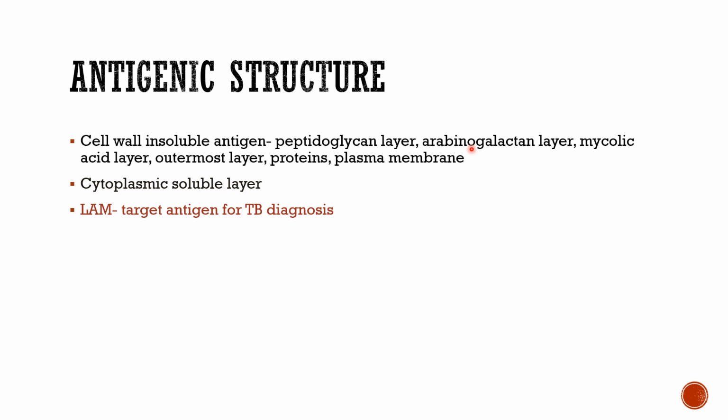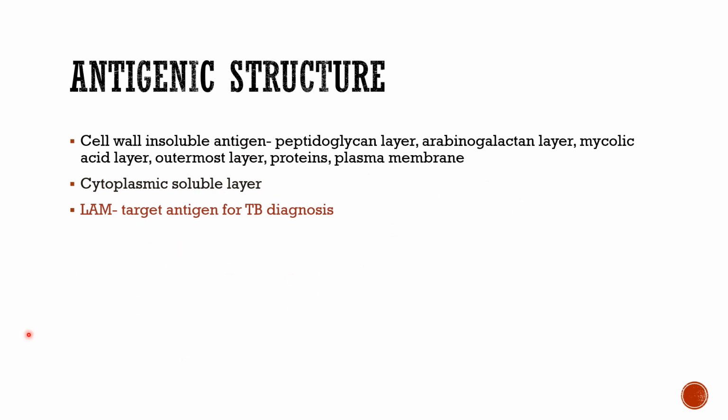Now, arabinogalactan layer is a very important component of the mycobacterial cell wall. Mycolic acid layer is the one that ensures acid fastness and also prevents the entry of the drug into the cell wall. The outermost layer consists of lipids, glycolipids and mycosides. The plasma membrane is located below the cell wall, along with other proteins, for example phosphatidylinositol mannosides and LAM. This LAM acts as a target antigen for TB diagnosis.